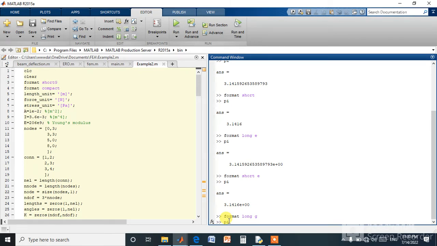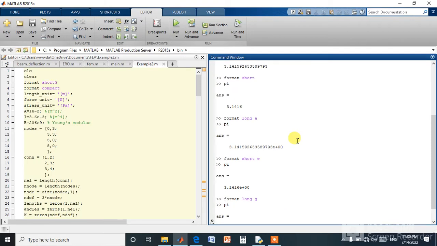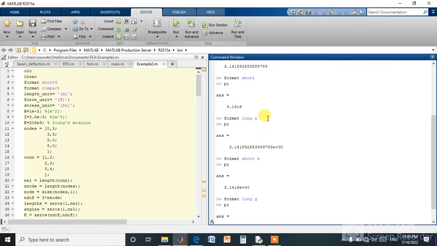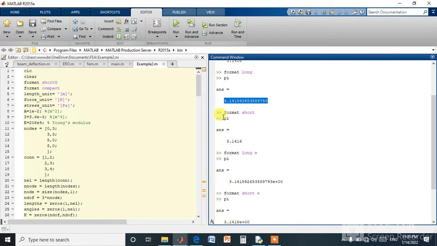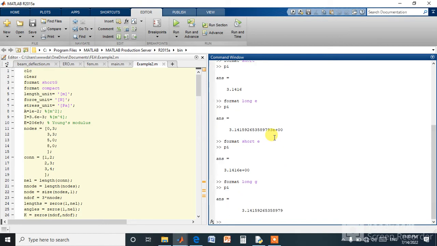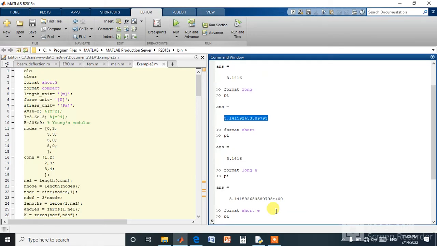Then I type pi and then I run it. Let's observe the difference. Long G. Okay, I'll compare it with the long. Oh, sorry, let me highlight it. This is the long. It ends with 793. And this is the long G. It ends with 979. So, what do you think is the difference there?